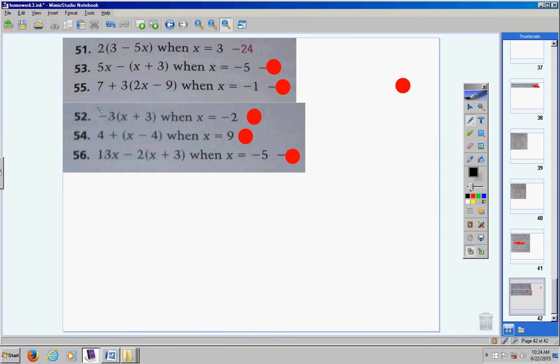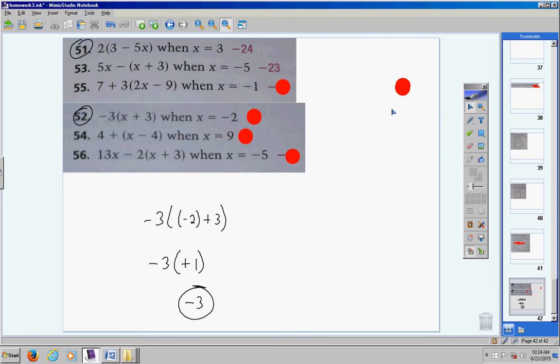Here we go. Okay, next problem, number 52. Negative 3, parentheses, x plus 3. Put a negative 2 for the x. So inside the big parentheses here, I have negative 2, positive 3. In other words, you owe me $2. You pay that debt off, and you have $1 left over to the good. Okay? Negative 3 times positive 1 is negative 3. All right? I hope you are getting these problems right. All right, moving on.